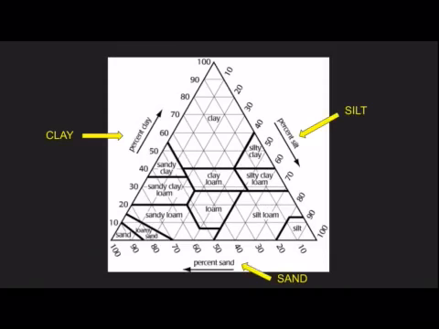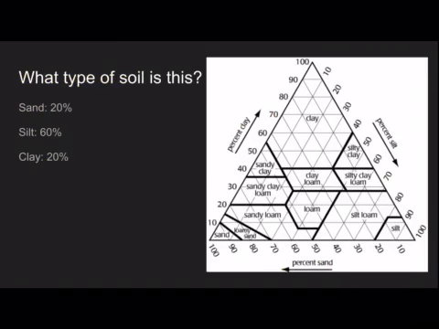So let's work through an example. What type of soil is this? We're dealing with a soil that contains 20% sand, 60% silt, and 20% clay. First, to determine the type of soil this is, you need to find the percentage of each particle on the triangle. As you can see, we have 20% clay, 60% silt, and 20% sand.